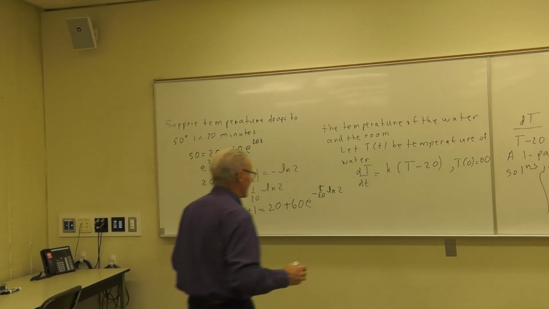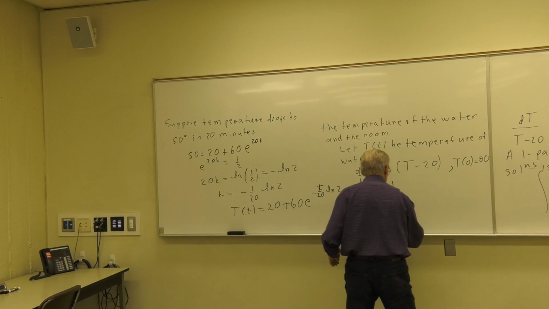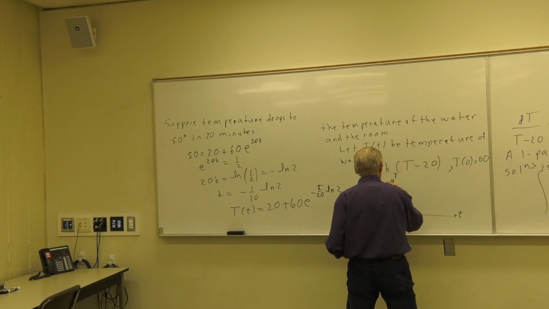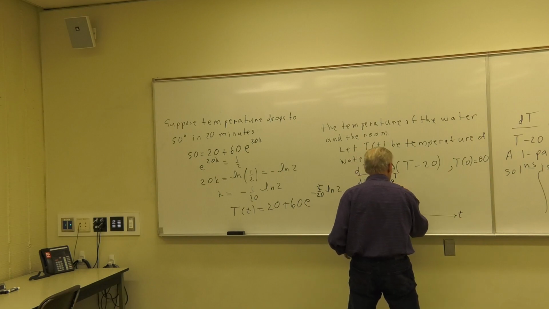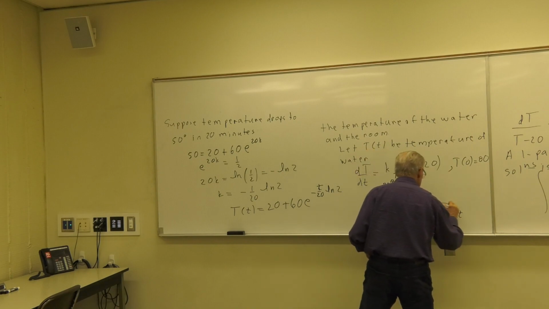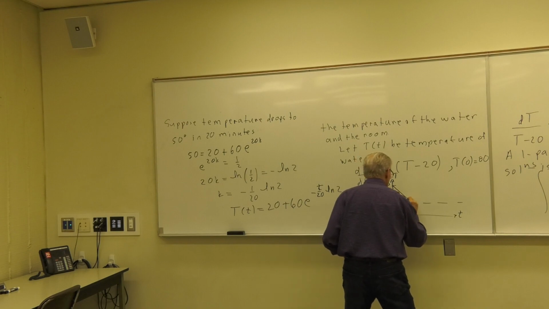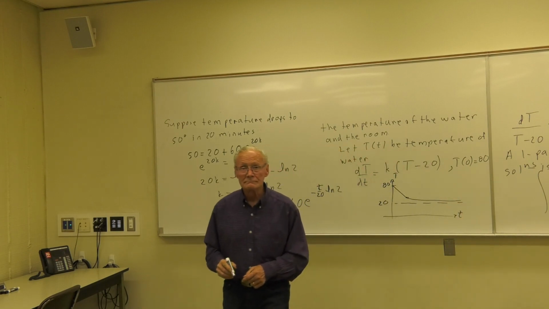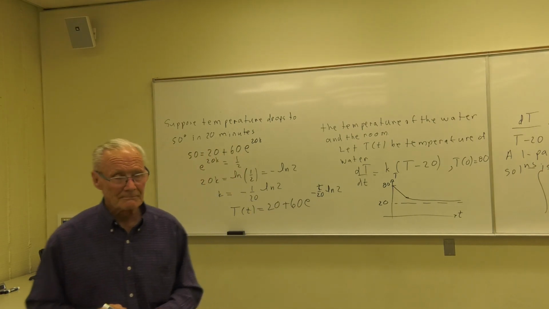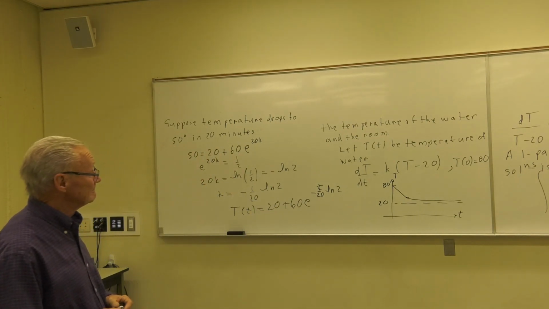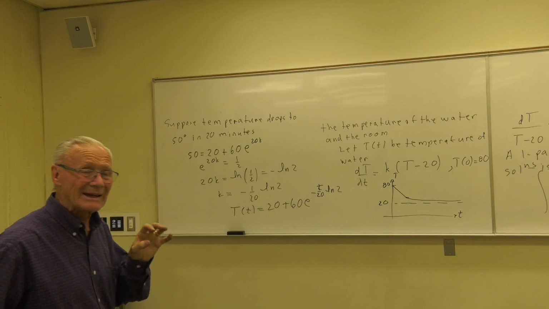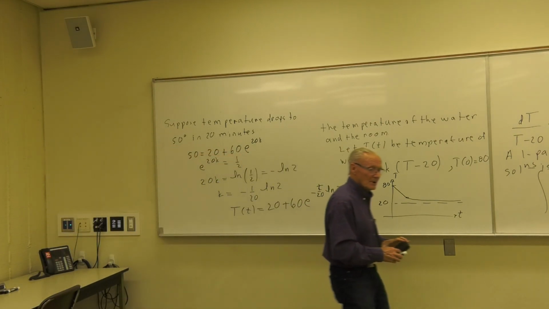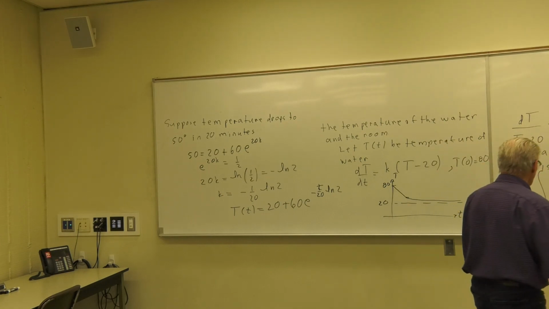If we drew a graph, it would look like this is t and this is big T. It starts at 80 and it simply comes down towards 20. It's asymptotic to 20. It would look like that. Exactly what we would expect. Right? So there is an application of the separable differential equation for Newton's law of cooling.